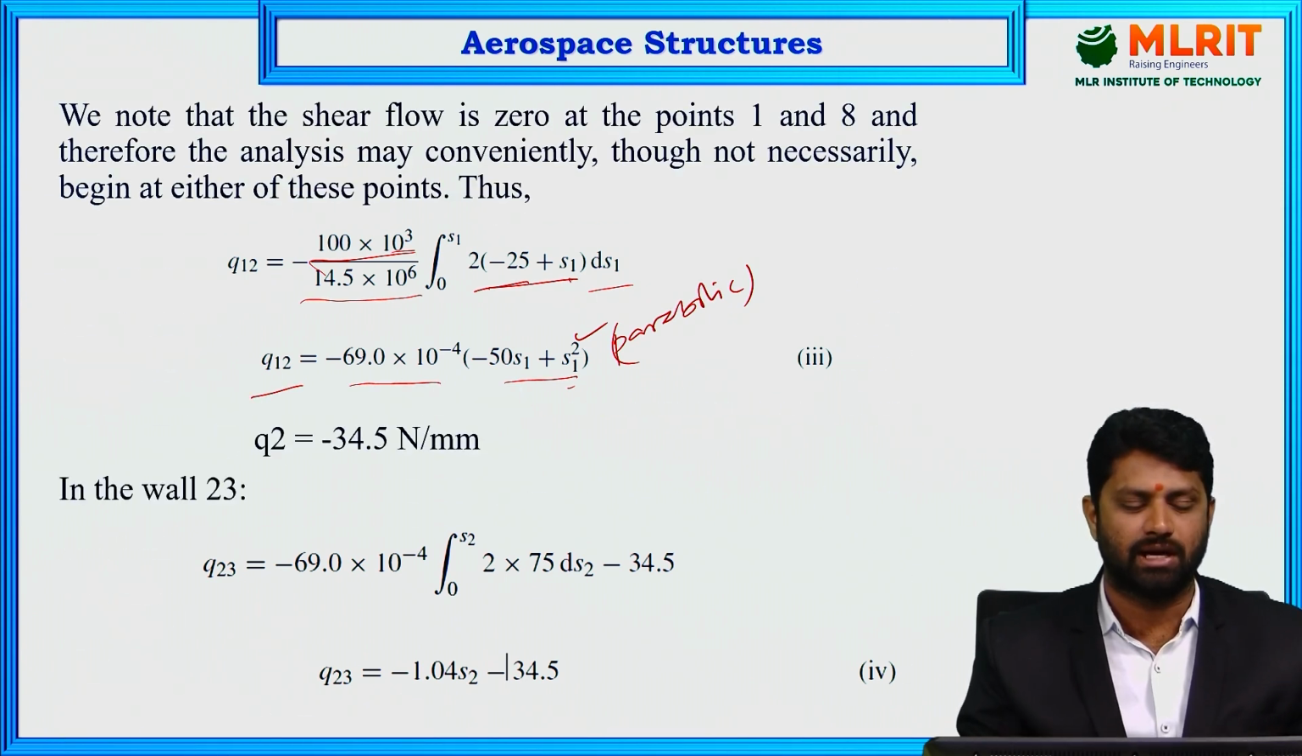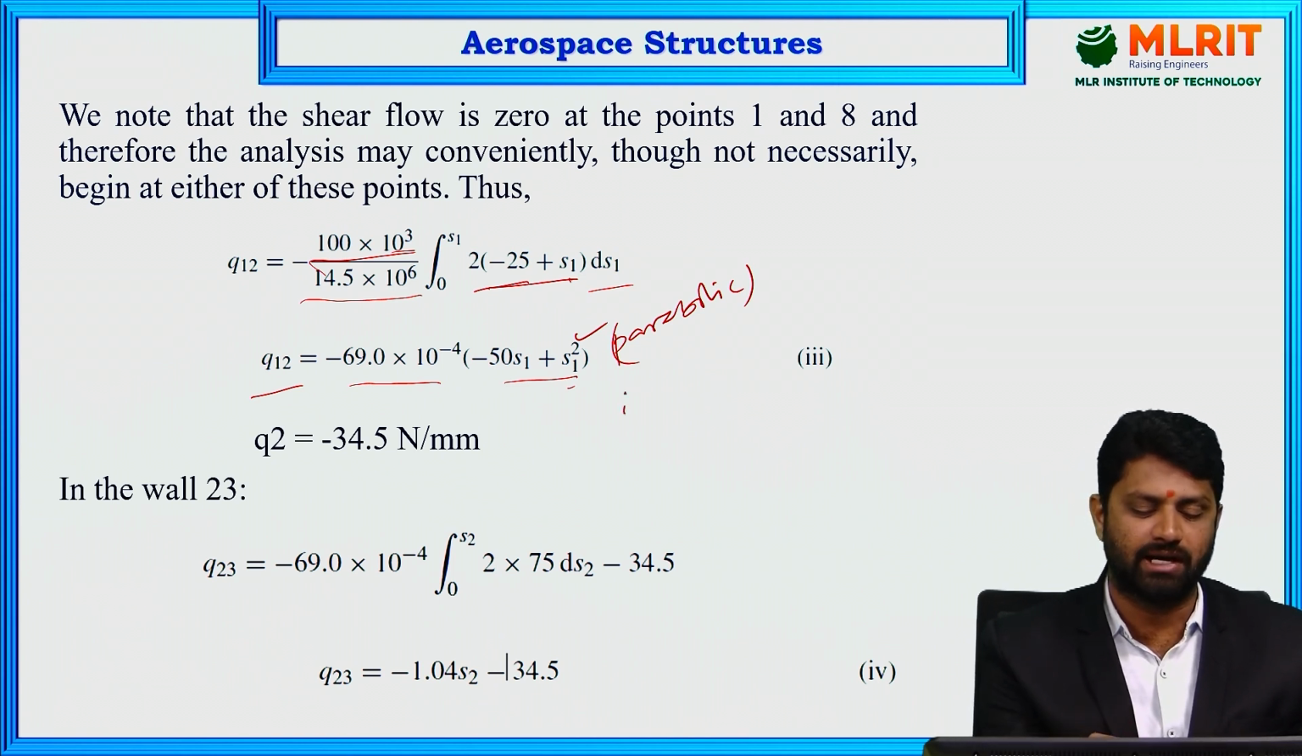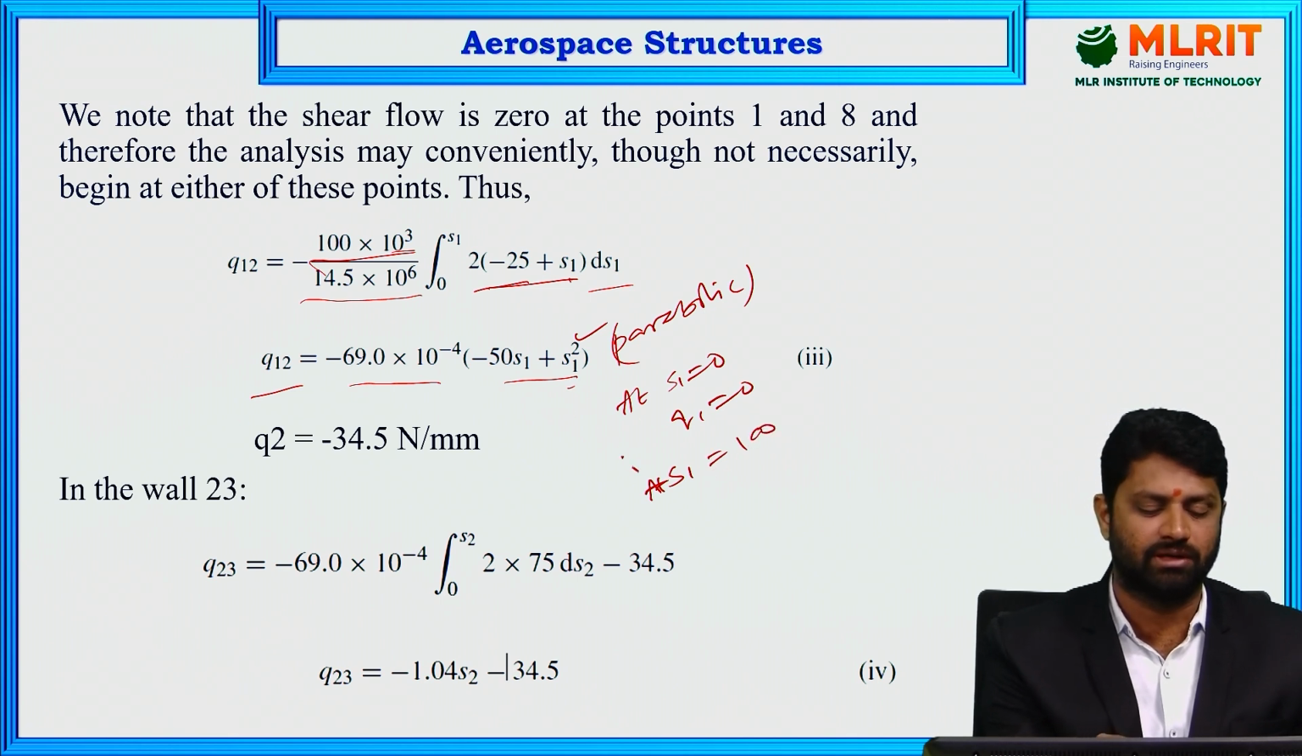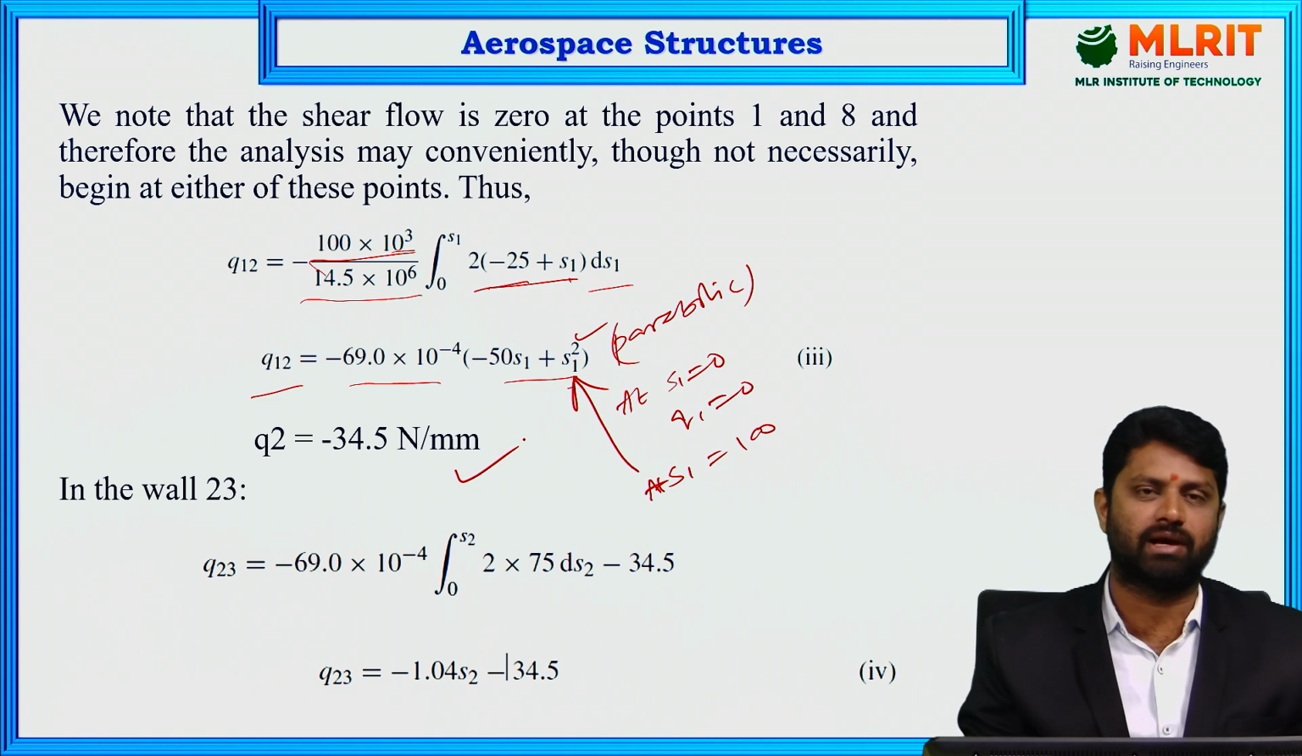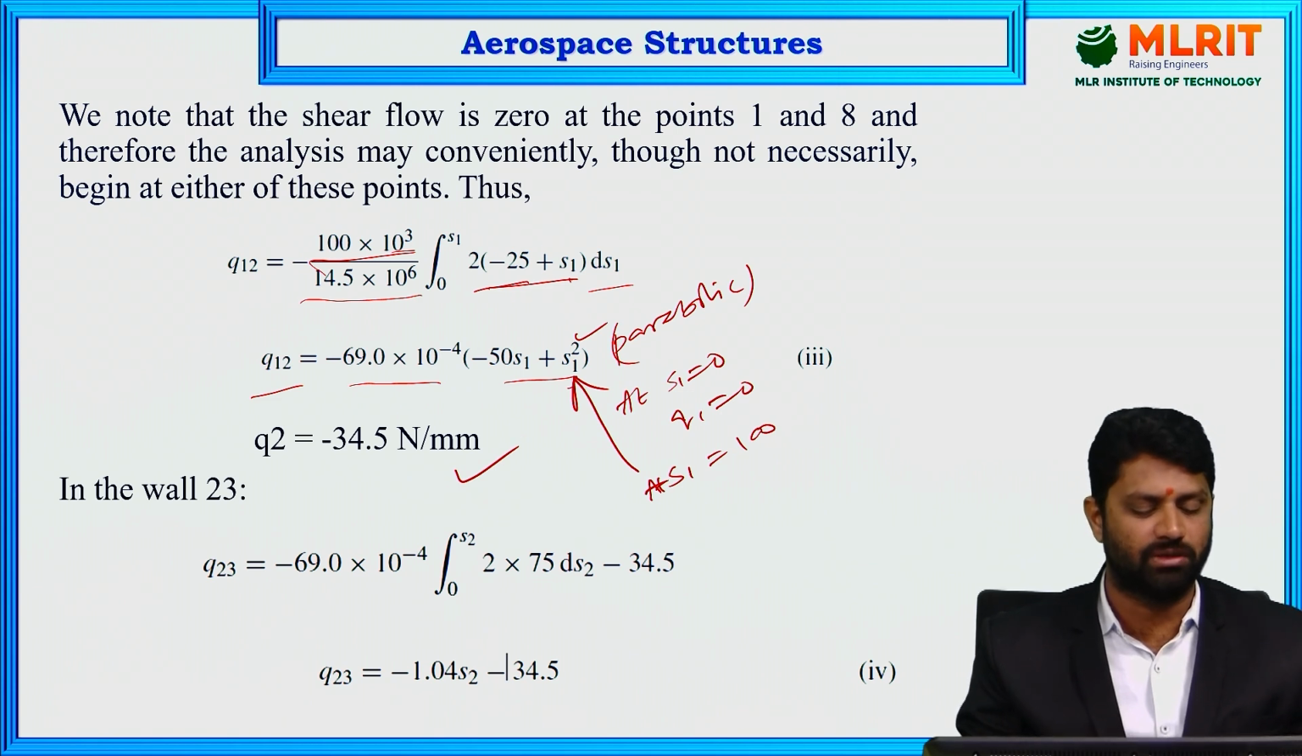Okay, and then we got Q12, and you can substitute for the open section at S1 equals 0. When you substitute in this equation, you are going to get Q1 equal to 0, and at S1 equals 100 mm, when you substitute in this equation, you are going to get Q2 as minus 34.5 Newton per mm.